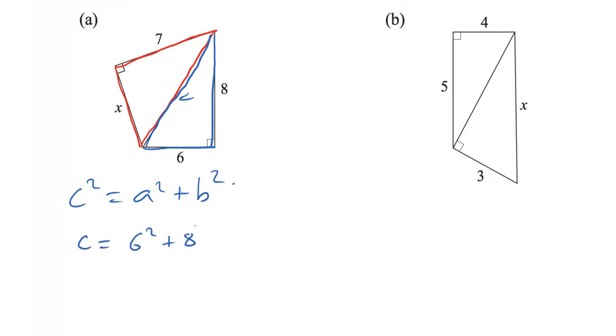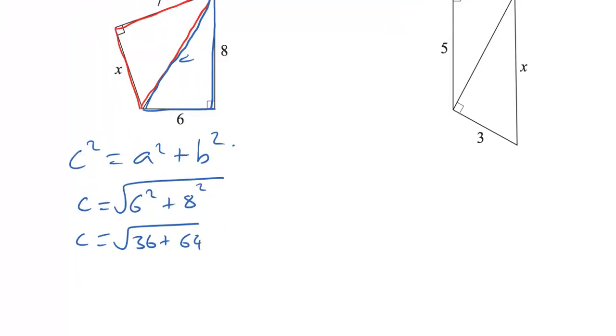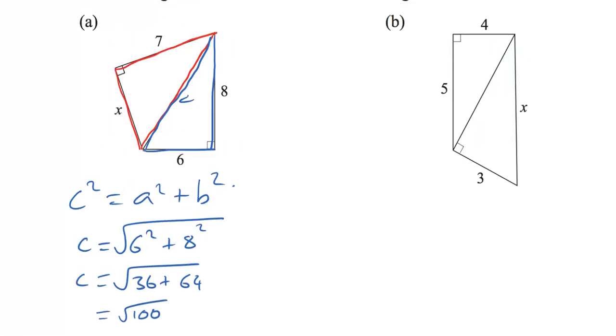So if I use the blue triangle, C is going to be 6 squared plus 8 squared, square rooted. That is the square root of 36 plus 64, which is the square root of 100, which of course is 10. So this side is 10. I'm going to write that in red, because now we have enough information to find x.